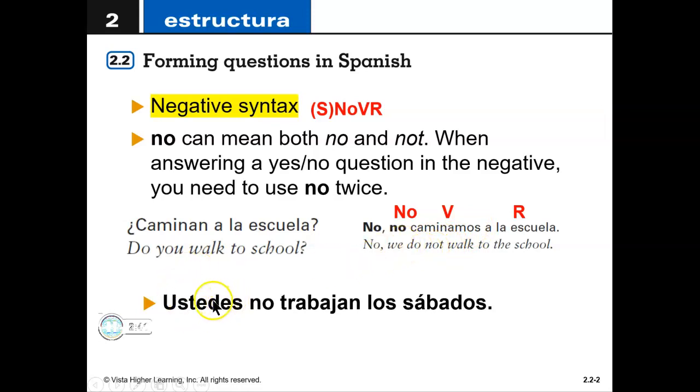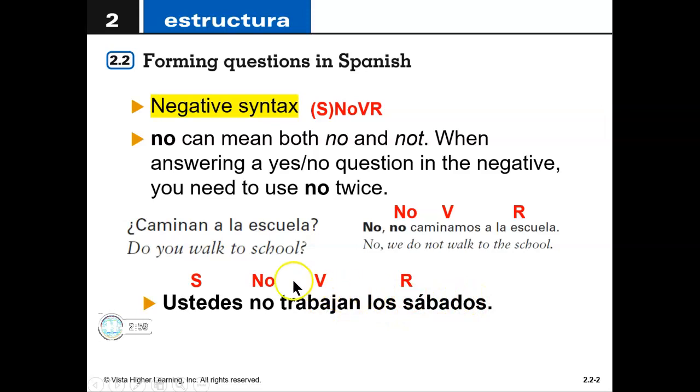So here's a sentence to compare to. In the last slide, we said y'all work on Saturdays. Now we want to say y'all don't work. Remember, we don't need the do. So all we do is put the no in front of our verb. Subject, no in front of your verb, on Saturdays.